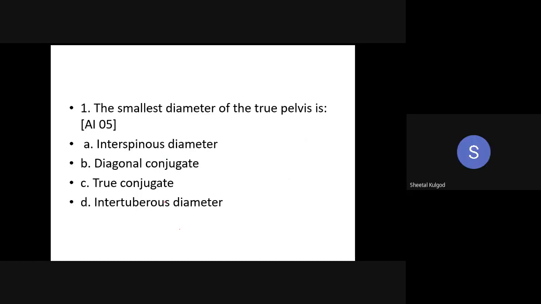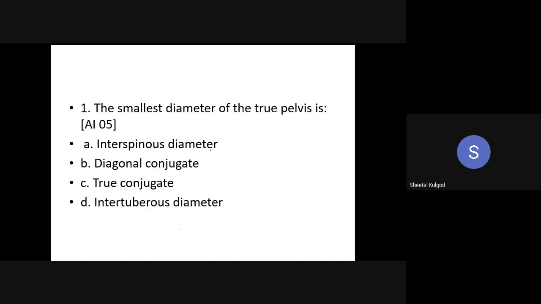What is intertuberous diameter? Intertuberous means in between the two ischial tuberosities, which forms the outlet. It is at the outlet of the pelvis, so this is also wide enough, about 13 centimeters. So which is the smallest here? The answer is A, the interspinous diameter. As we discussed earlier, interspinous diameter is 10 centimeters, the smallest diameter amongst the options given here.